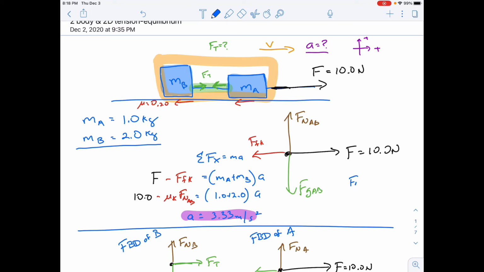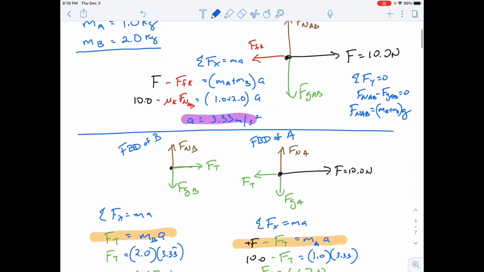So, actually I should, before I do that, summation of the forces in the y equals 0. Force normal A, B minus F, G, A, B equals 0. Force normal A, B equals MA plus MB times G.